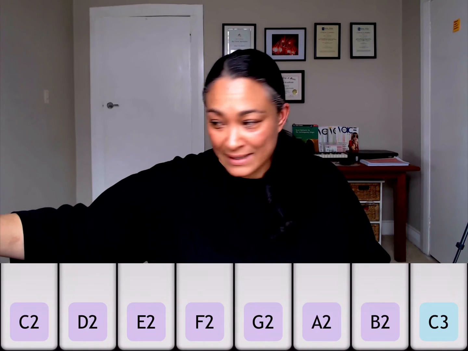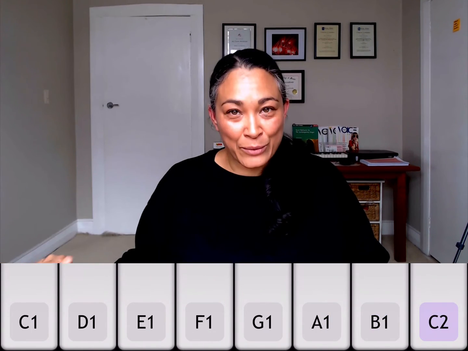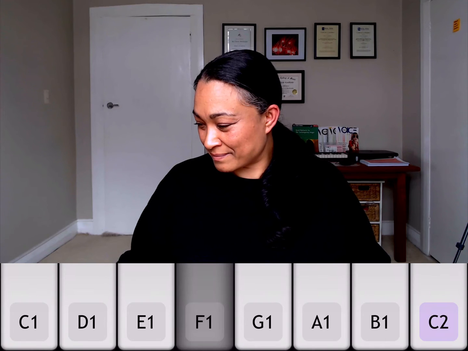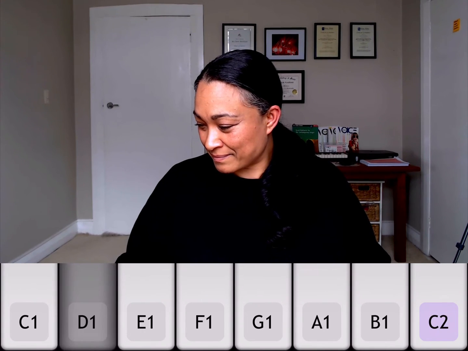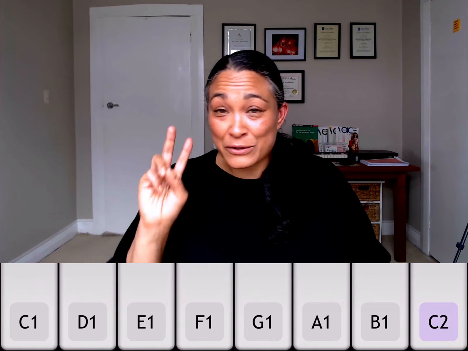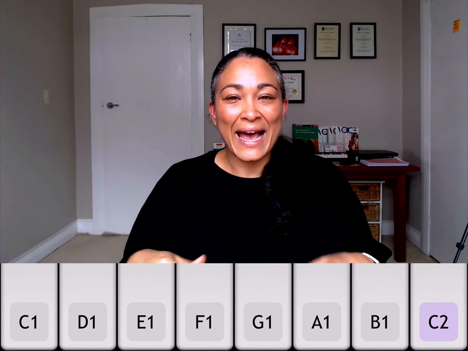Last octave, just in case there's anyone out there who can sing this low. Here we go. Great job. Now we've only got 2 more vowels to go. We've got O, which is O, and oo. Here we go.